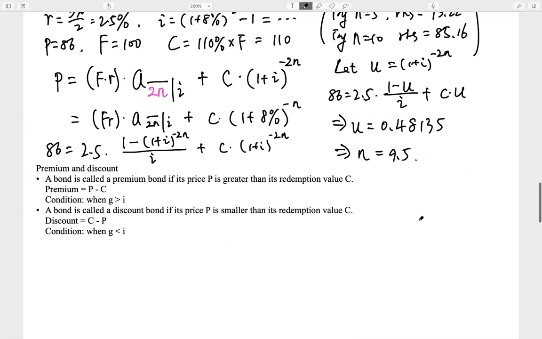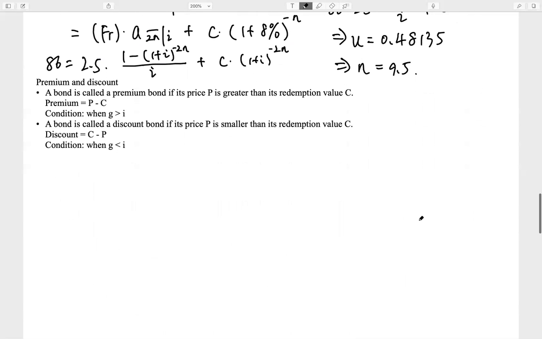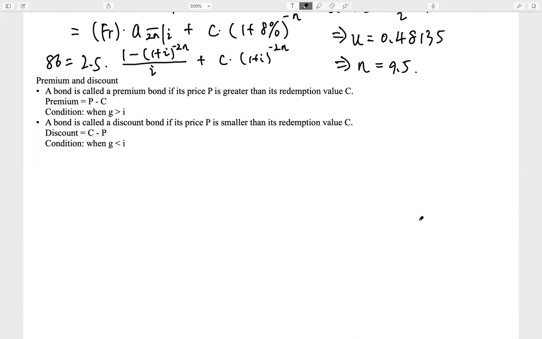At the end of this video, we introduce two concepts. This is a really easy concept. A bond is called a premium bond if the price is bigger than the redemption value. The premium is simply the price minus the redemption value, because P is bigger than C, so this is positive. If the opposite is true, if the price is smaller than the redemption value, then this bond is called a discount bond. Then we can also define the discount as the redemption value minus the price.